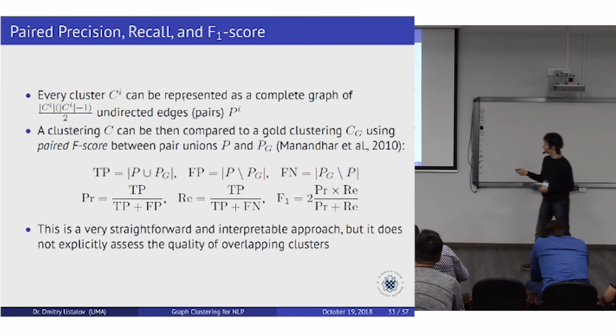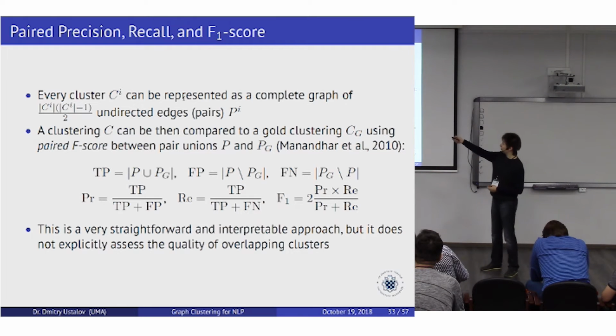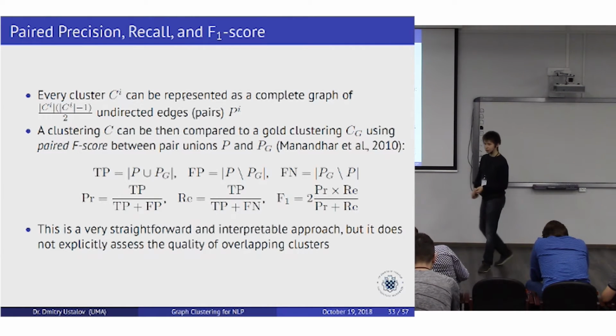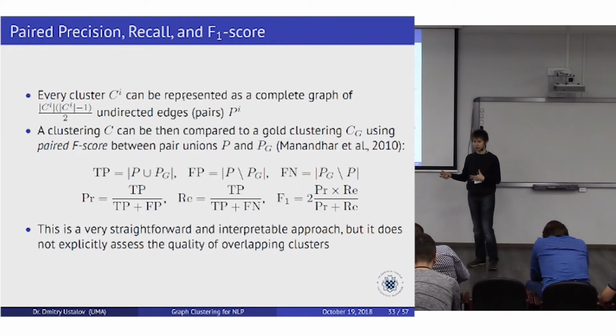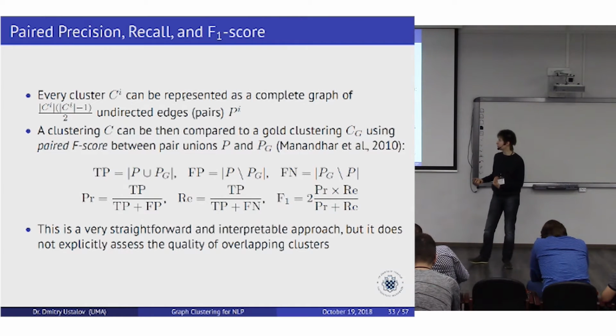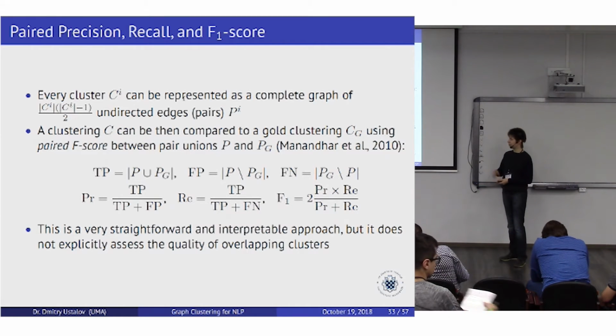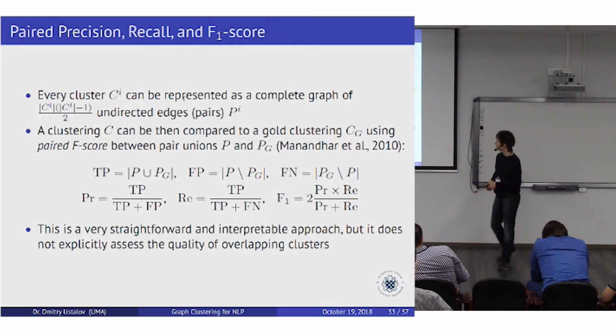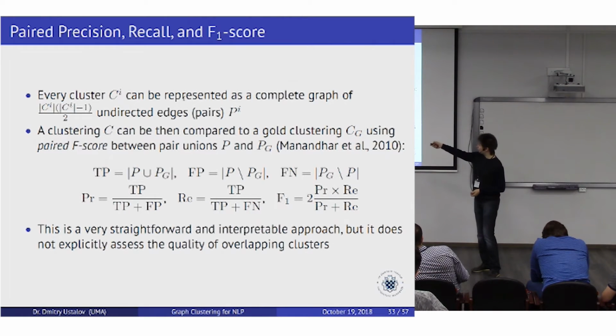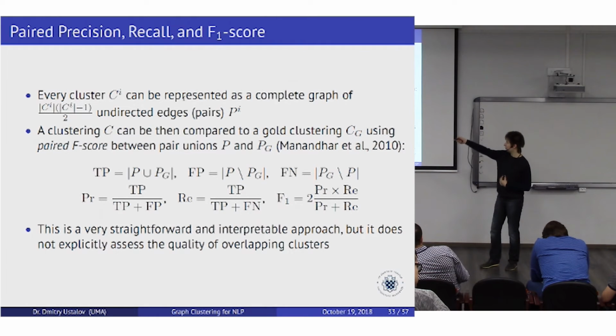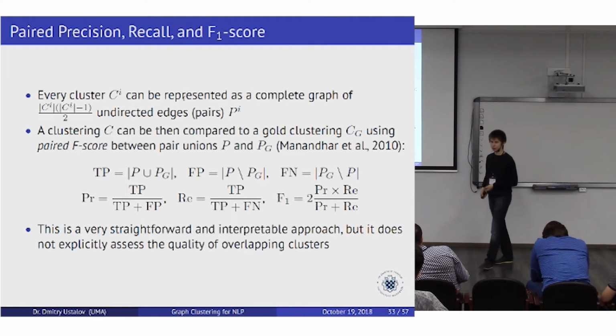Okay, now, the first kind of evaluation measures is called paired precision, recall and F-score. It's very simple. If you have a cluster, you can treat every cluster, which is a set of objects, as a complete graph. So it's a graph and everything is connected to everything. You can, by definition, have this number of edges in this graph, and you can just extract these edges into a set of pairs. These pairs are unordered.